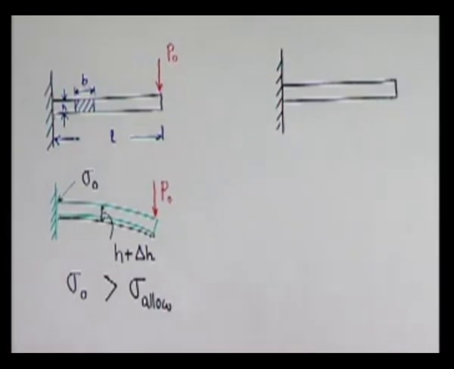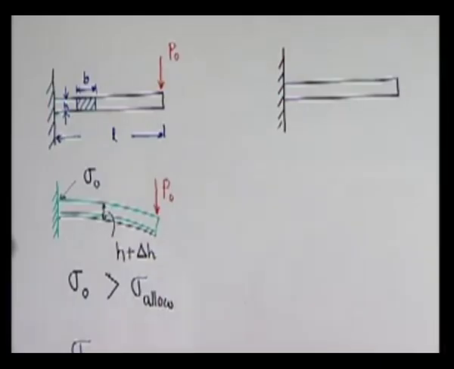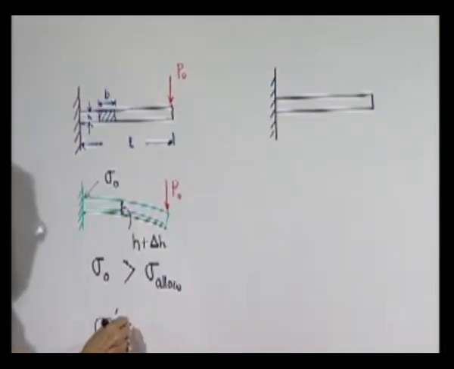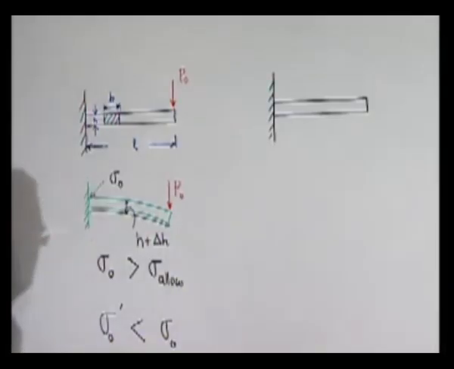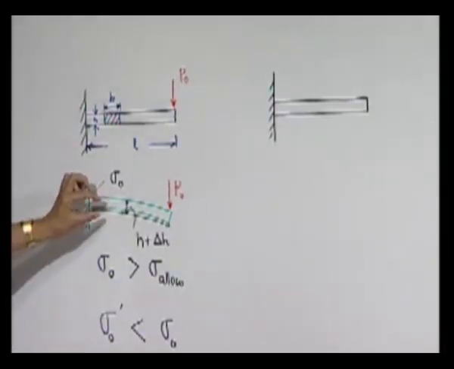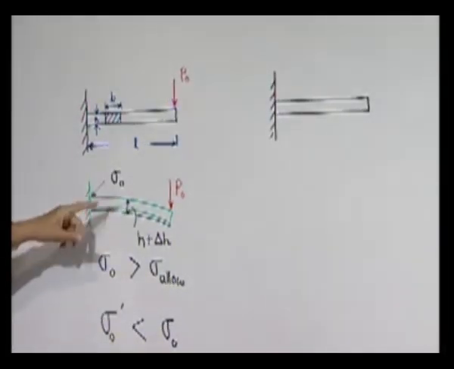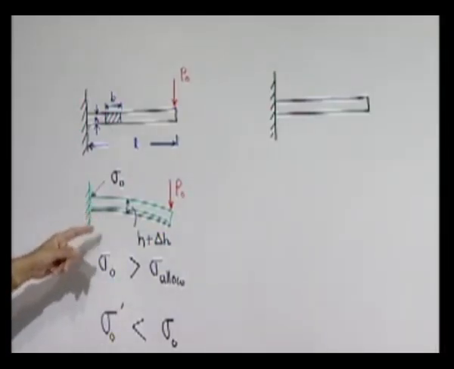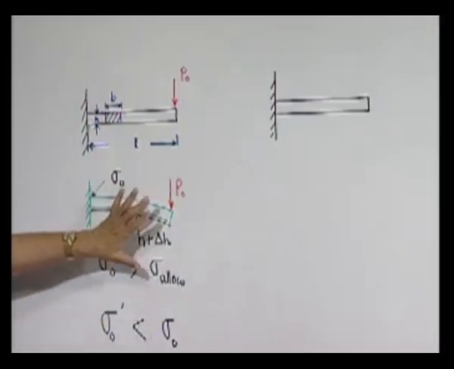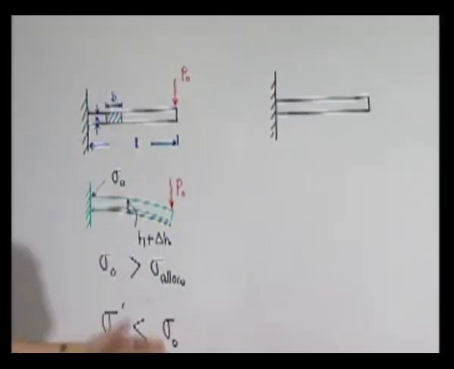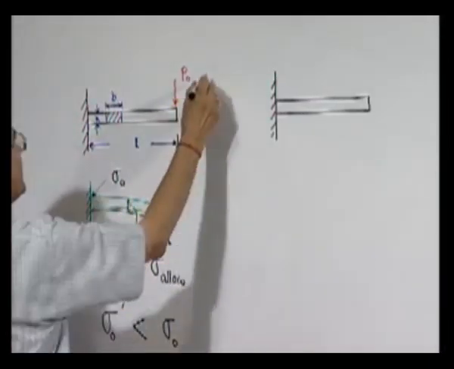With this increase in this thickness, this new stress which will be developed here will be something like sigma prime, and we know that it will be less than sigma 0. So if we add enough thickness to this beam, we can reduce this stress here, bring it below the maximum allowable level, and that will be an acceptable design. That is the static case.